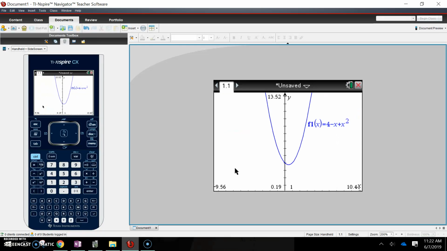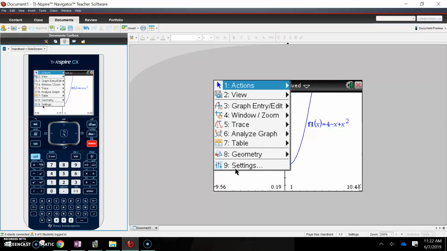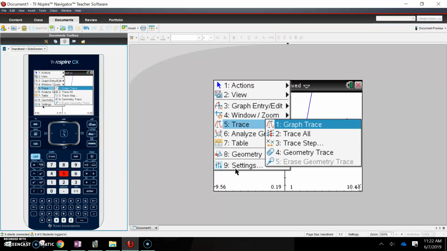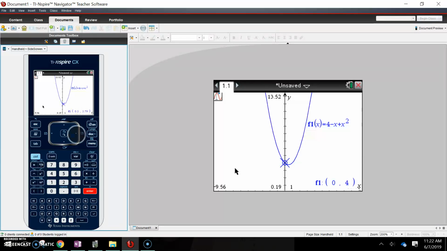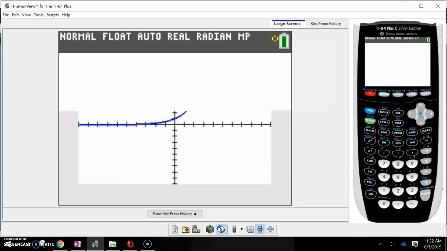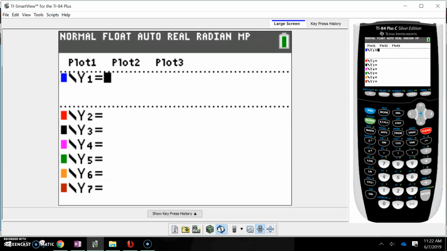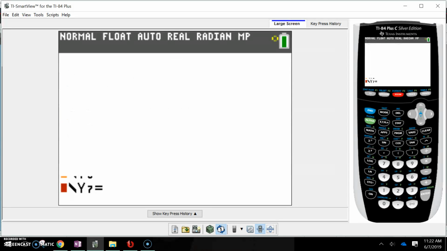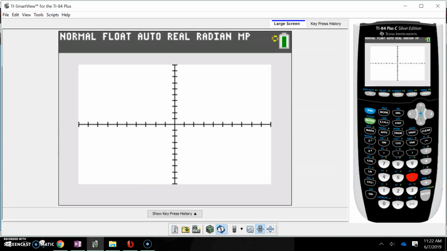On the Inspire, I went to Menu, and I went to Trace and Graph Trace, and if I just trace, it will tell me where the minimum is, and there's the point. If you're in your 84, you want to go ahead and put the function in. So you do 4 minus x plus x squared, and then graph this, and then what you can do is find the vertex.